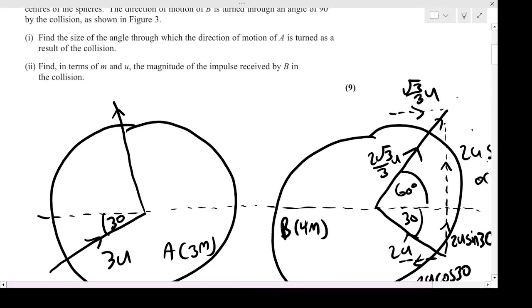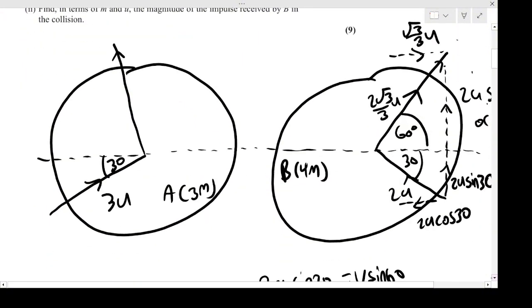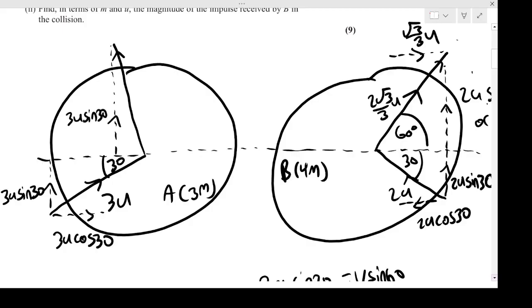Now for A then, so again we're gonna find the components for A. So vertically or perpendicular, that's going to be 3u sine 30. Hopefully happy with that. Then we're going to go parallel forwards of 3u cos 30. Then afterwards, again, we're going to go straight up like that. That's also going to be 3u sine 30. And then we're going to go parallel to the left.